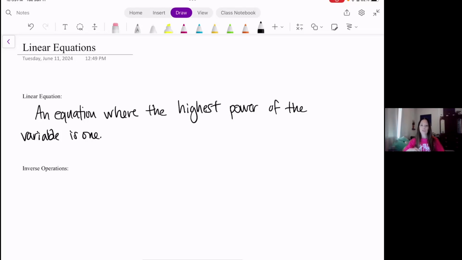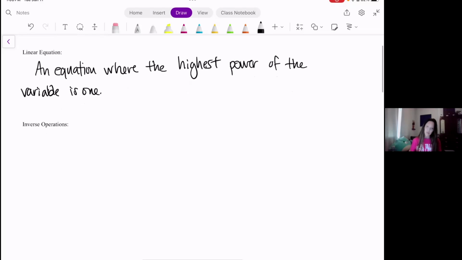You will see linear equations in 1 and 2 variables, meaning you could just have the variable x, or you could have y equals x. We're going to focus on variables without a y today, where we're just solving standard equations in terms of x.